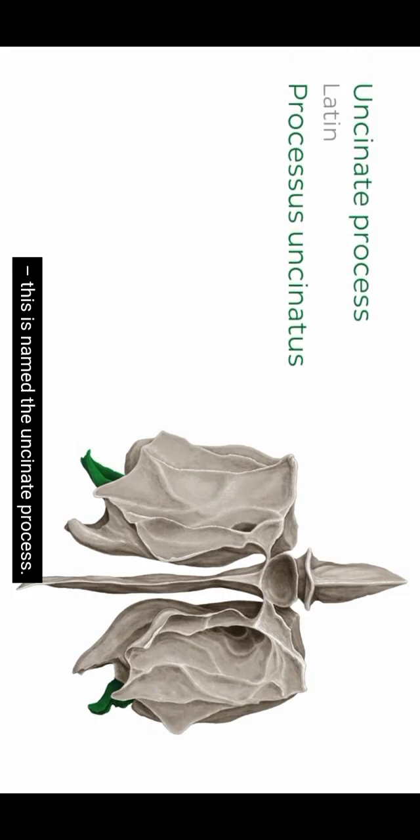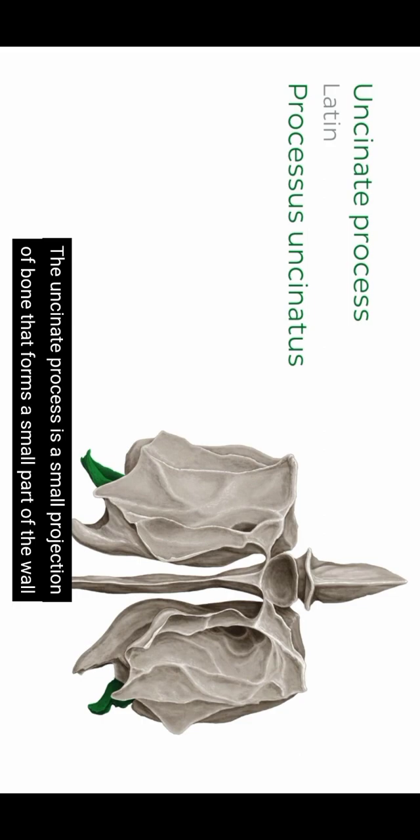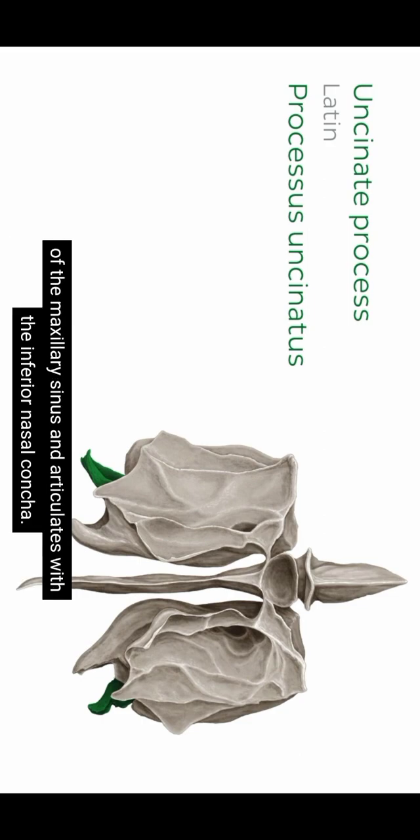Lastly, let's look at this green area, extending posteriorly and inferiorly from the lateral masses. This is named the uncinate process. The uncinate process is a small projection of bone that forms a small part of the wall of the maxillary sinus and articulates with the inferior nasal concha.